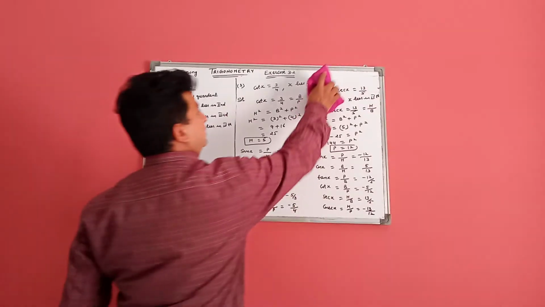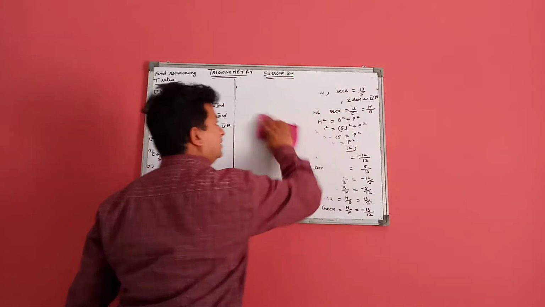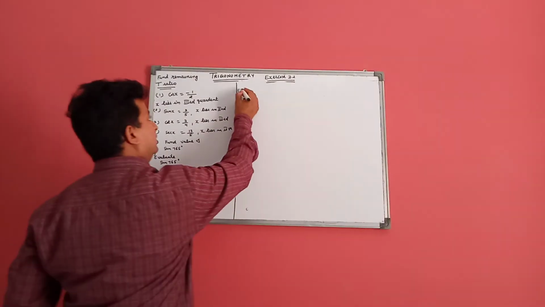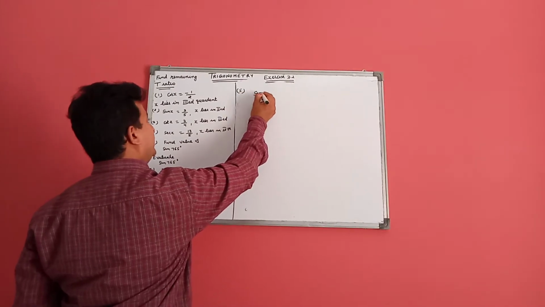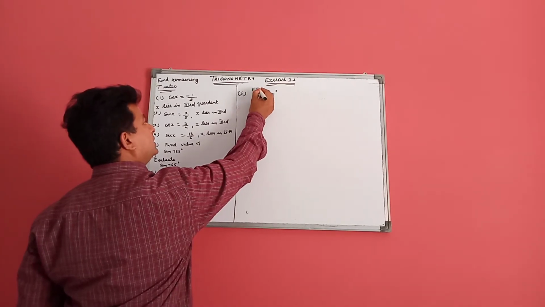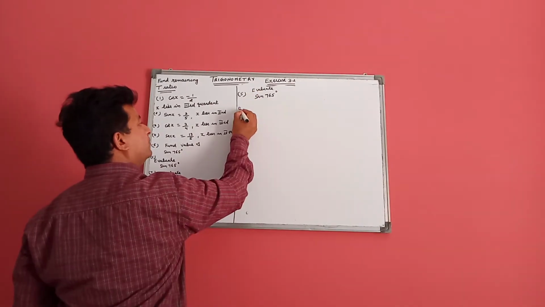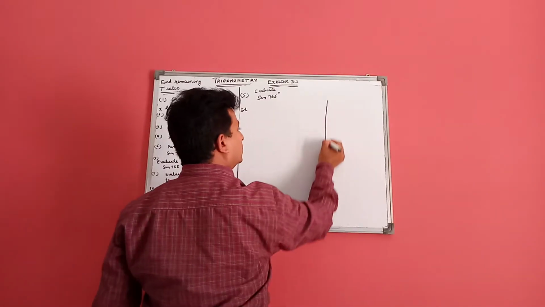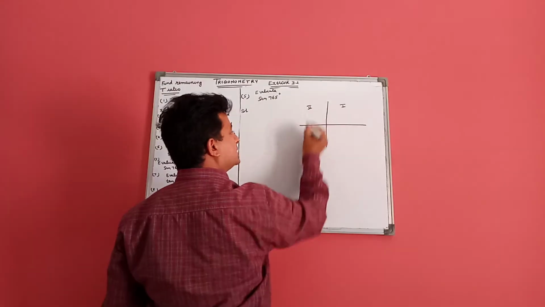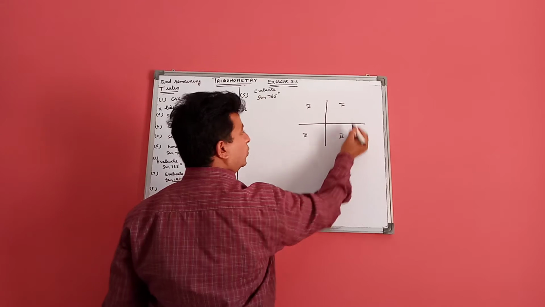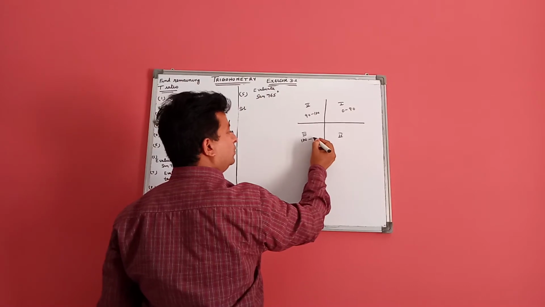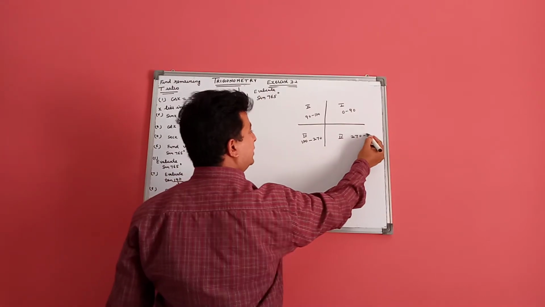In question 5th, we use a table in which the quadrants are discussed. In question number 5th, evaluate sine 765. As we know, trigonometry is divided into four quadrants. This is first, this is second, this is third, this is fourth. They lie from 0 to 90, 90 to 180, 180 to 270, 270 to 360.